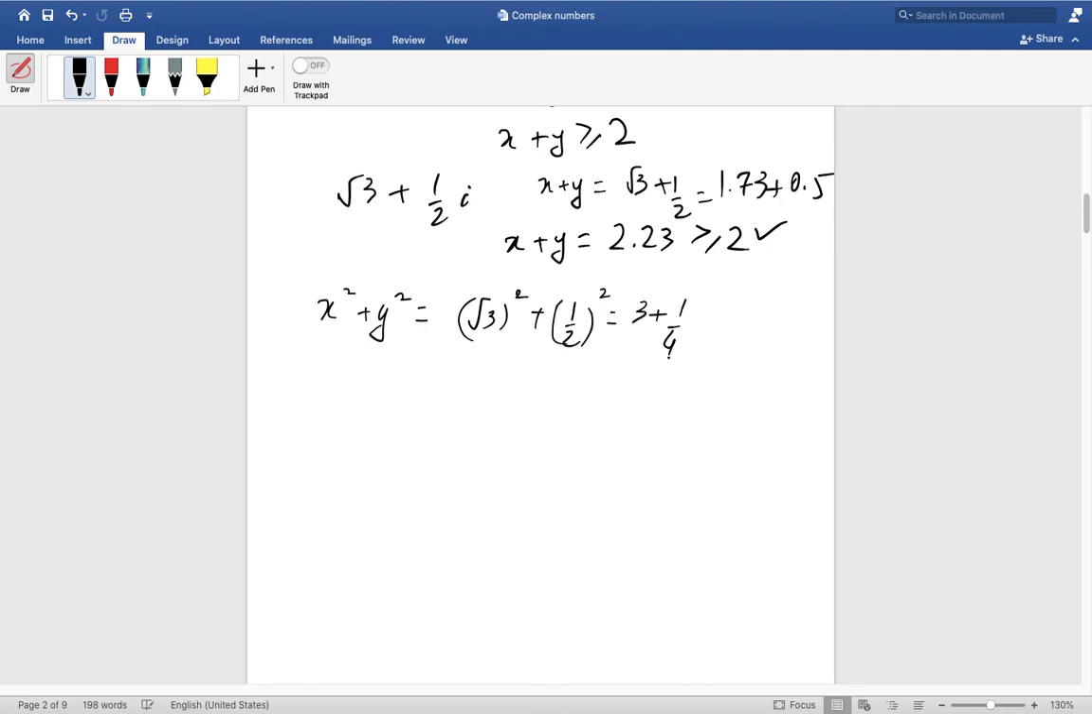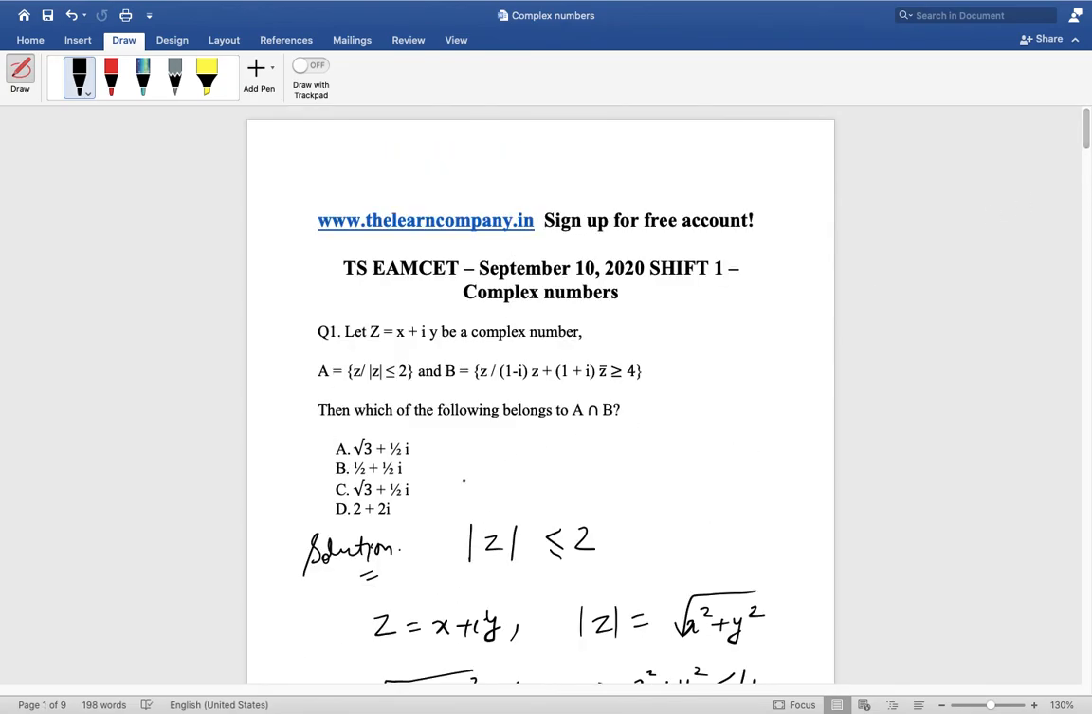Half square is 1 by 4. So 3.25, which is less than or equal to 4. So it's satisfying both the equations. So my option A is correct.